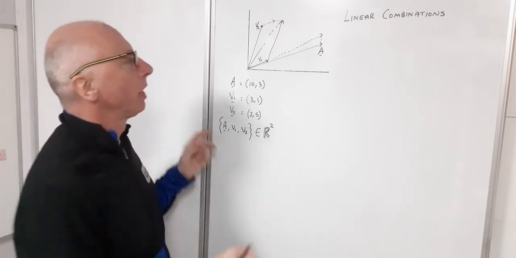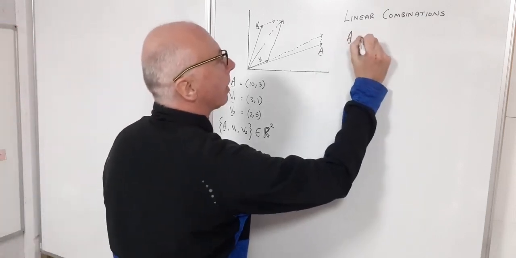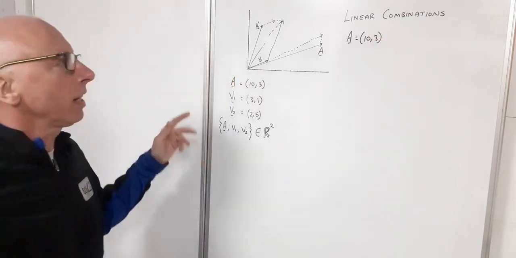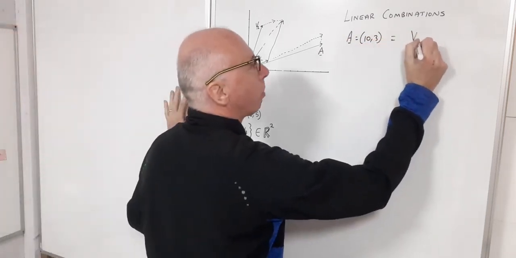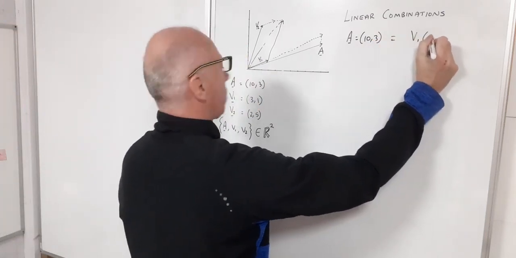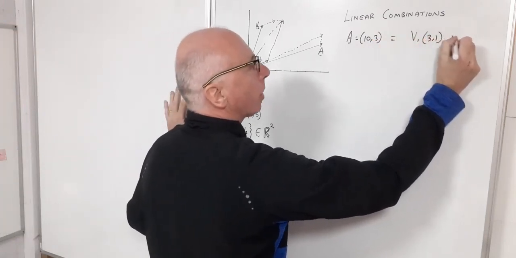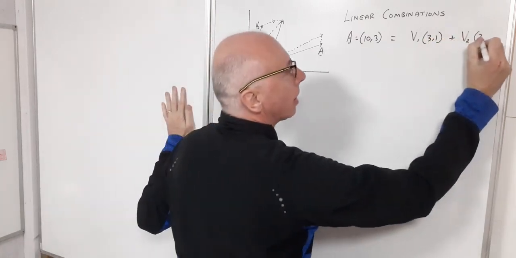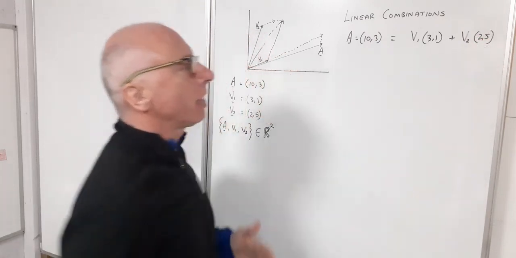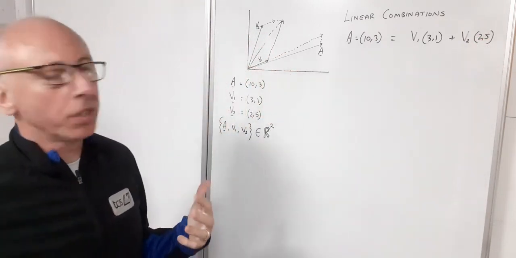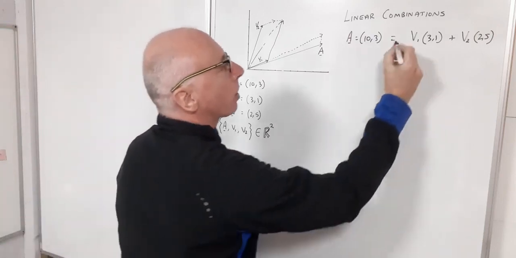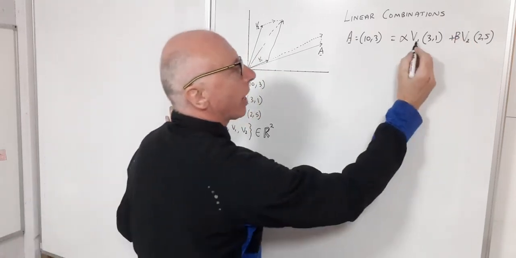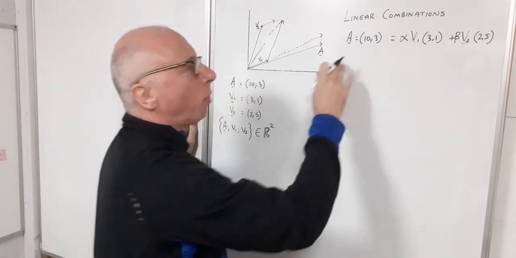So for example, if I wrote vector A, that is 10, 3, and I want that to equal vector 1, which is 3, 1, plus vector 2, which is 2, 5, and I'm going to need some scalar multiple to multiply these by. So I could call this one alpha and this one beta. So this is just the name of the vector.